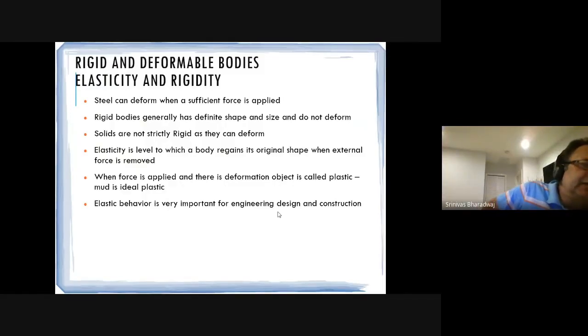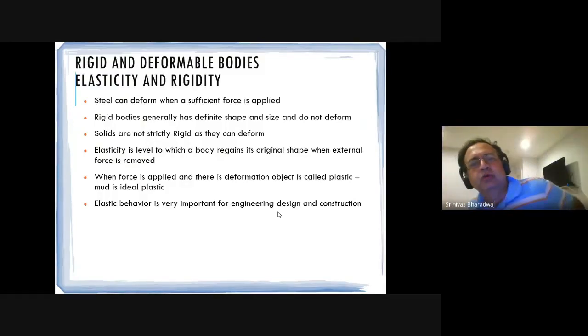But here we are discussing bodies that are at least partly deformable, temporarily deformable, and also forever deformable too. Okay, so when force is applied, there is a deformation, right? The object is called plastic. When force is applied and the body regains its original shape, then we say that the body is elastic. Now this idea around deformation is extremely important in civil engineering, design, and construction.